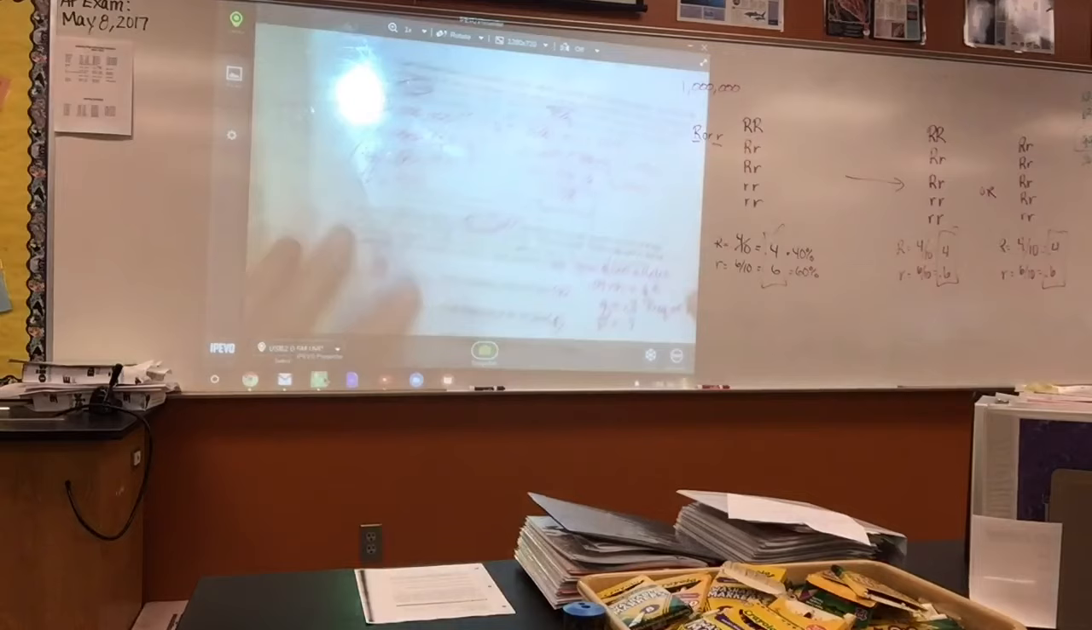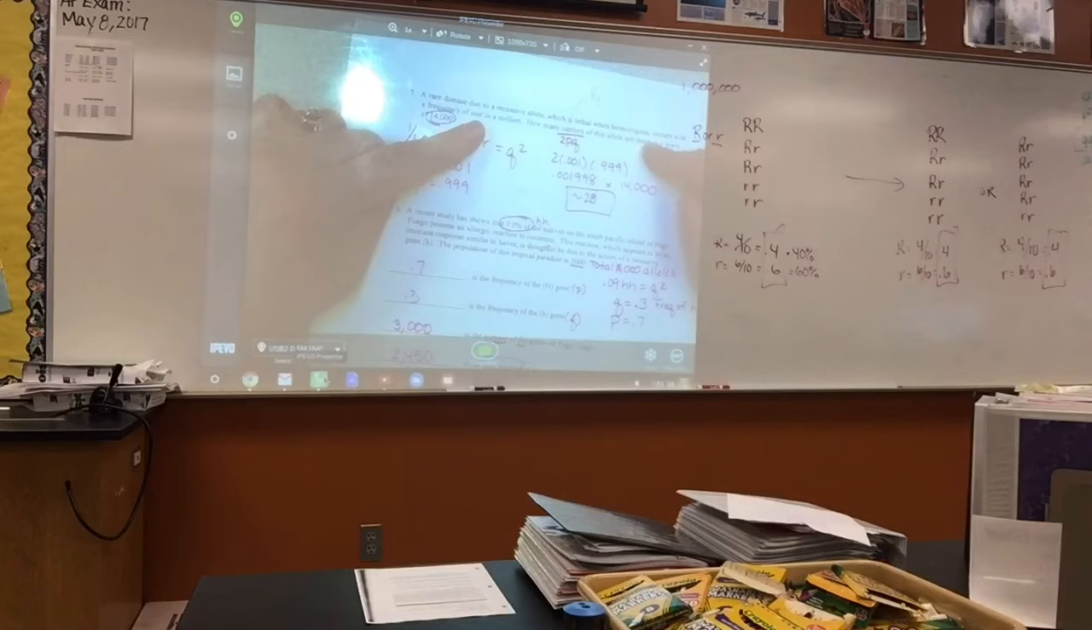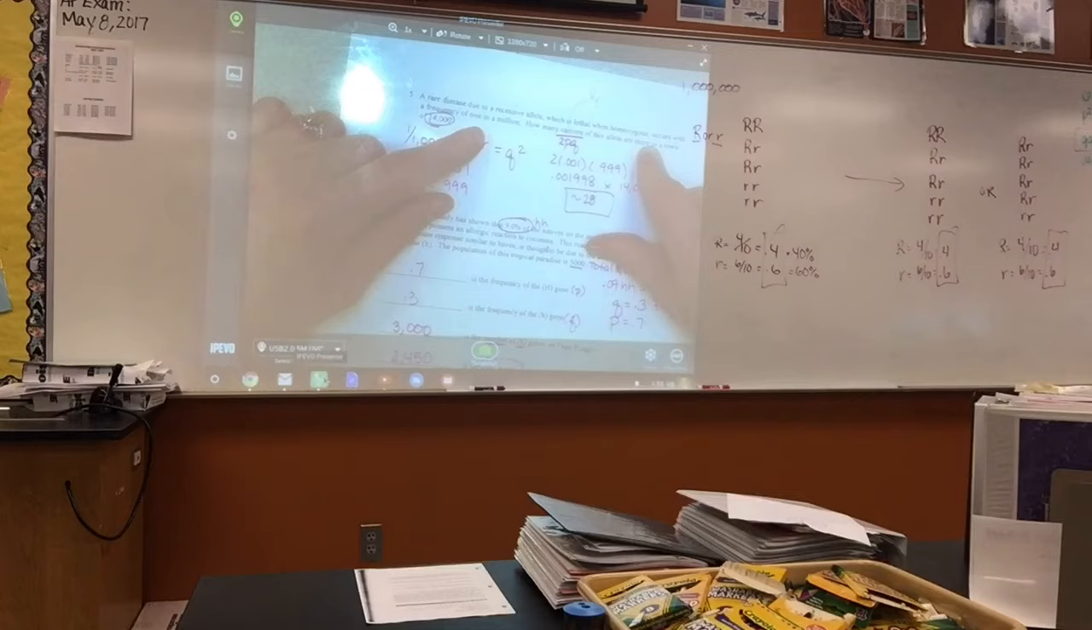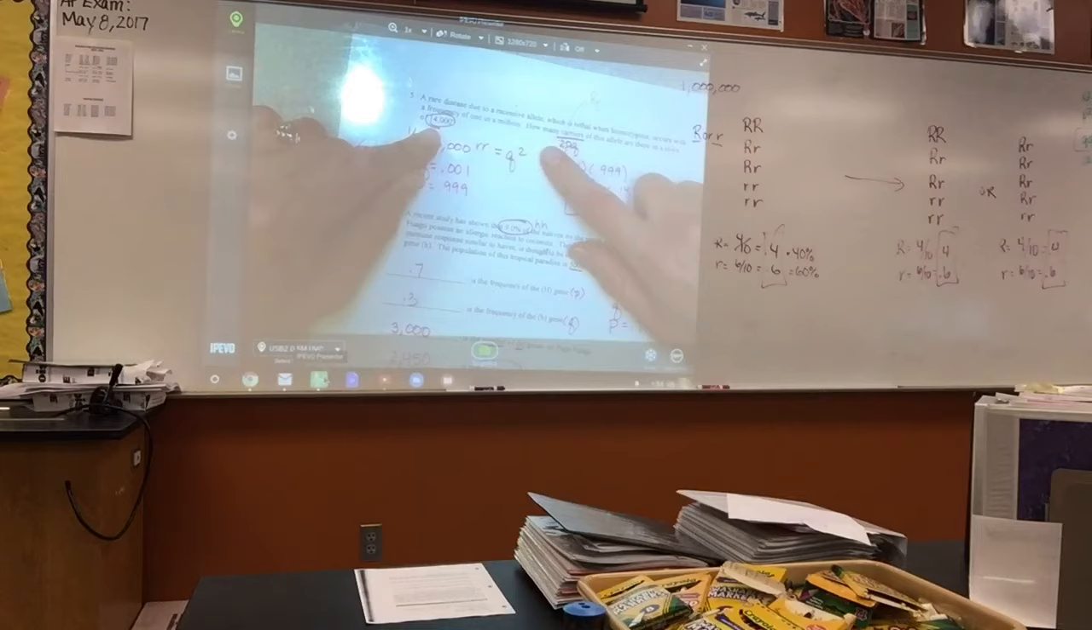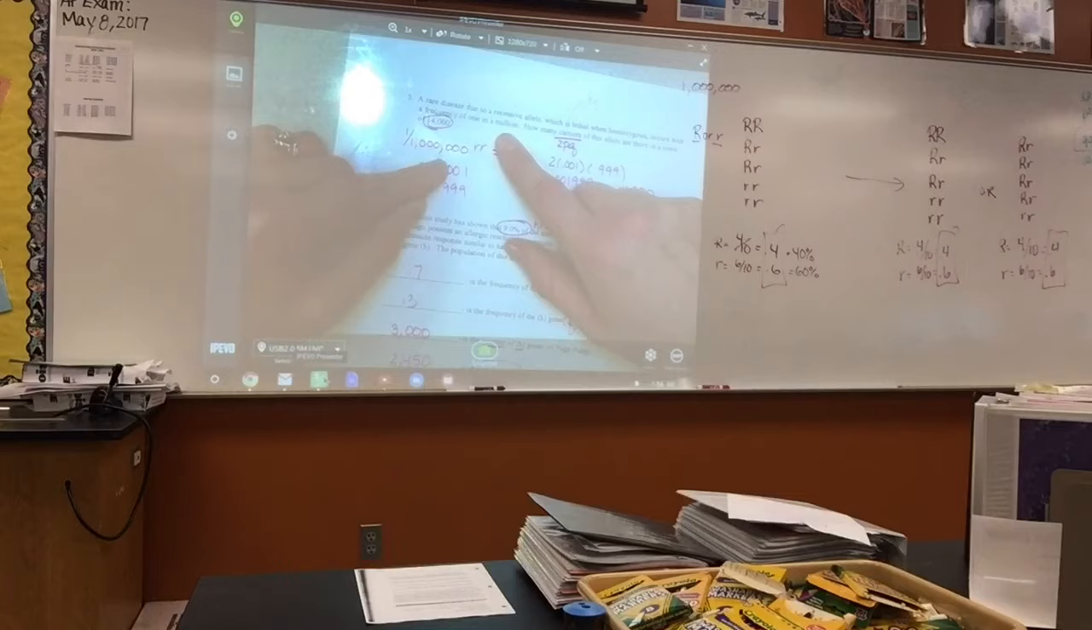All right, number 5: a rare disease due to a recessive allele, which is lethal when homozygous, occurs with a frequency of 1 in a million. How many carriers of this allele are there in a town of 14,000? So the carriers are the big R, little r, the heterozygous individuals. They give you a frequency of 1 in a million for the recessive disease, so those are the little r, little r individuals. That's your Q squared, the frequency of the recessive genotype.